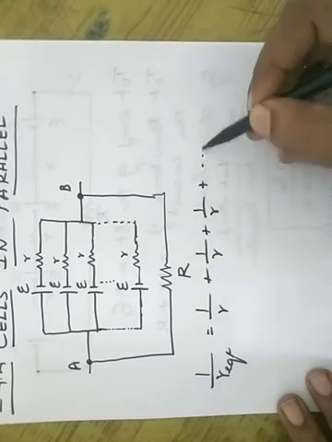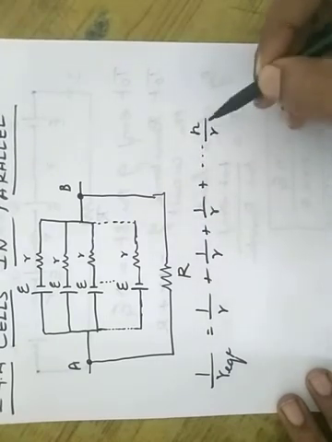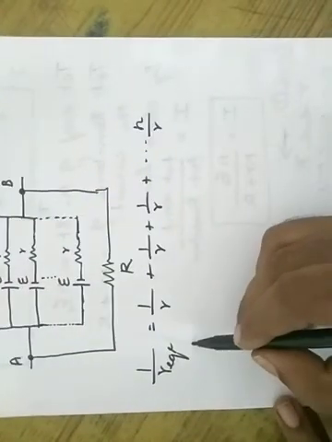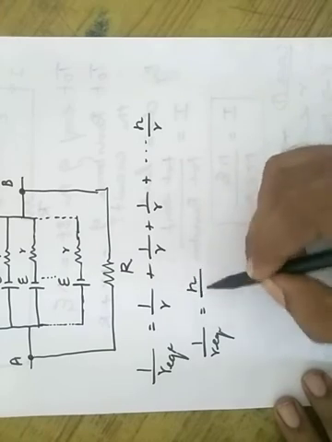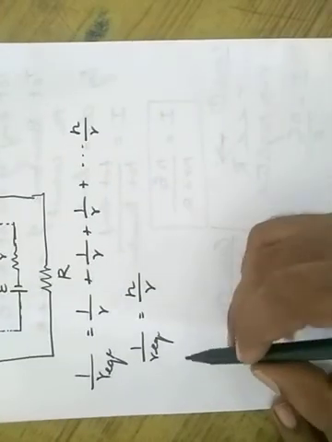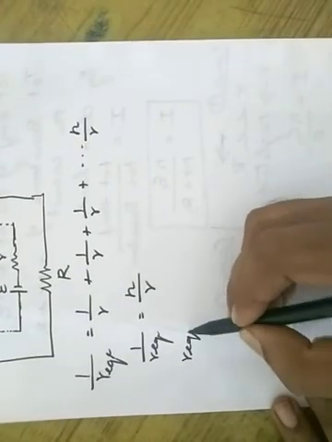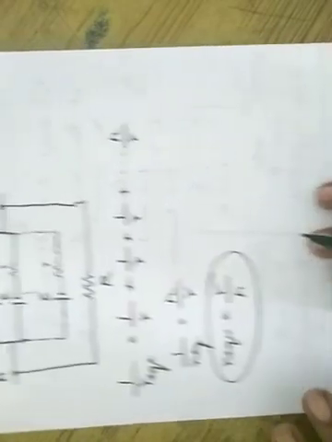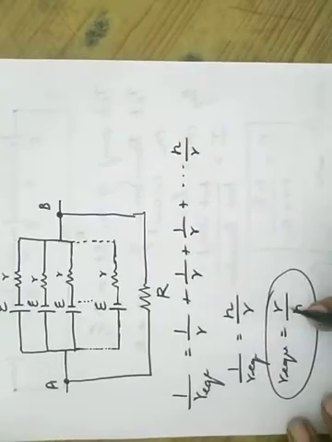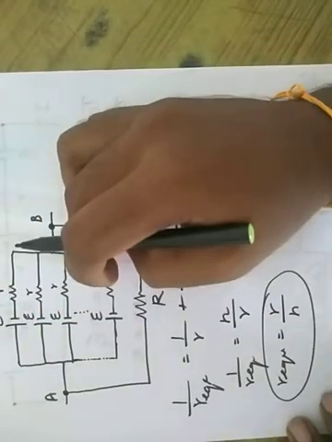Up to 1 by r, we get the final expression 1 by R equivalent is equal to n by r. Reciprocating it, we get R equivalent is equal to r by n. It is the effective resistance of the internal resistors.